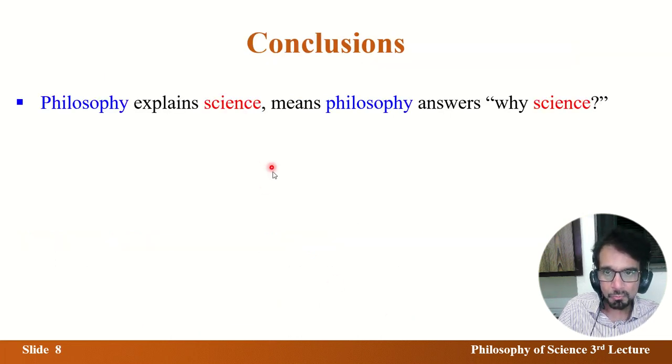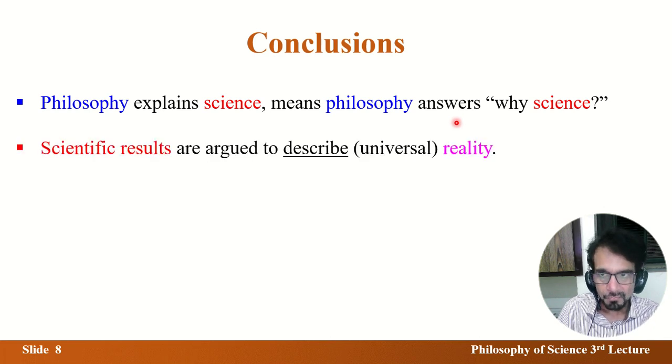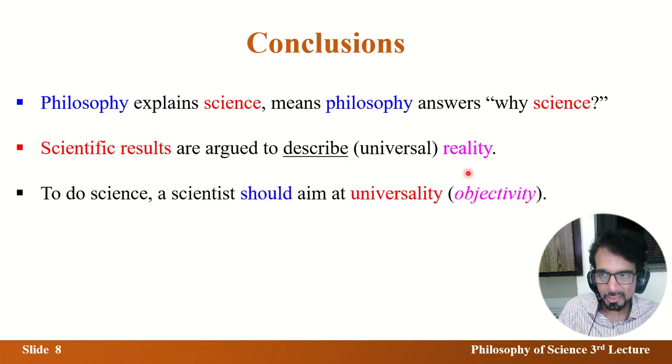And now I do a conclusion. What we have learned in this lecture is that philosophy explains science, and that means philosophy answers why science has these characteristics that we know it has. The question is, what are the characteristics of science? And the answer is that science describes reality. I have depended on that answer in this lecture.